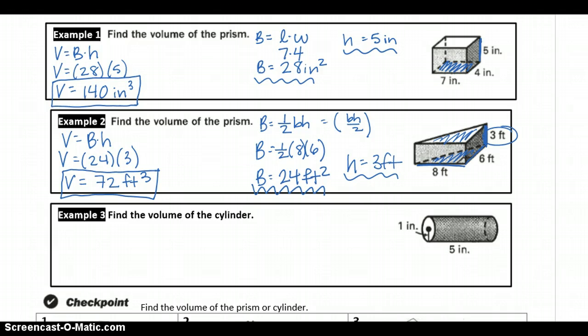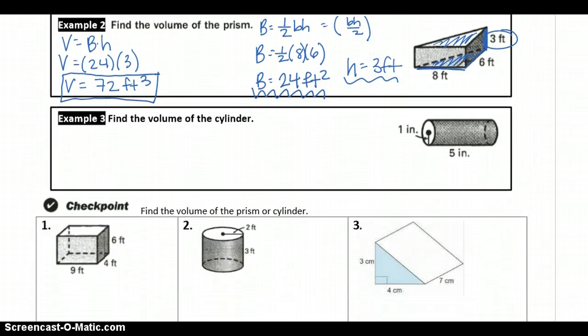Let's look now at example 3. Find the volume of the cylinder. So we can use the formula we wrote for the volume of the cylinder to be V is equal to pi r squared times H. So we need to know the radius of the circular base and the height of the cylinder. Well, the radius is given to us as the distance from the center of the circle to the outside to be 1 inch. So our radius is 1 inch. And our height is the distance between the two bases, which is 5 inches. So we just have to plug these into our formula.